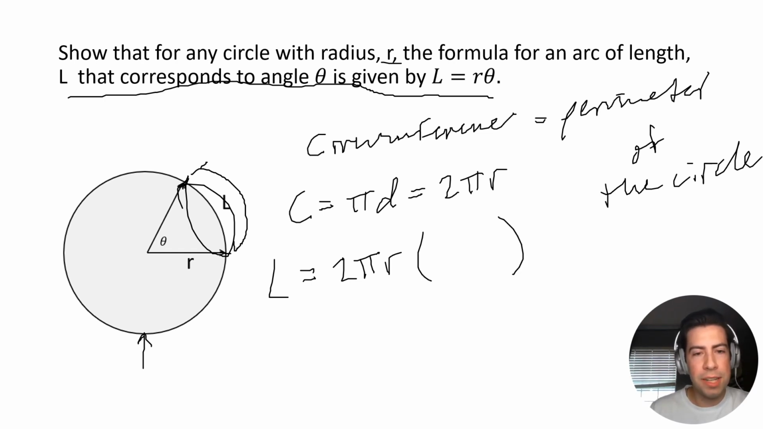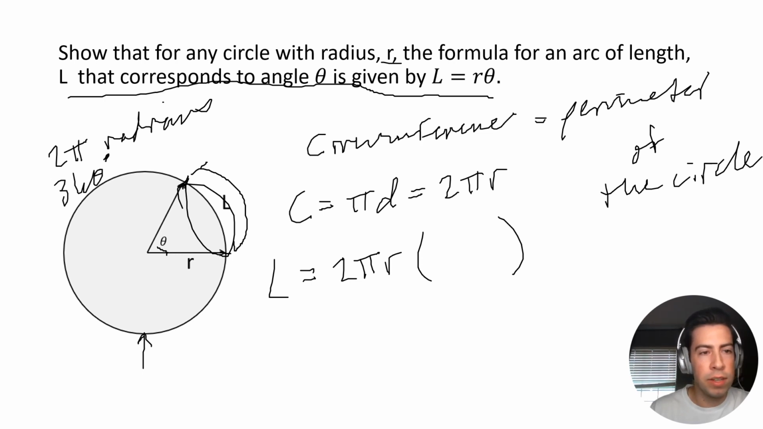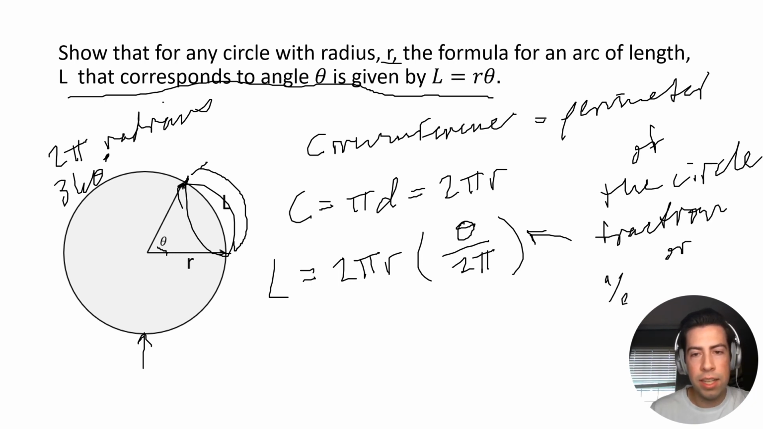All right, guys, now here's where it gets really interesting. Theta is our angle, and we know that in radians there's 2 pi radians in a circle. That's the same thing as saying 360 degrees in a circle. So if theta is some radians, I'm going to end up with theta divided by 2 pi, and this is going to give me the fraction, or essentially percentage, of the circumference C.